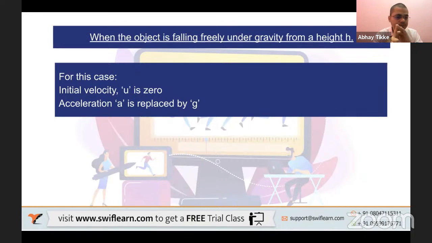Second क्या डाला हमने? Second case we discussed about retardation, right? So a को क्या डाला हमने? Minus a. Instead of a, we'll put minus a. And now the third case: acceleration a is replaced by g. For which case? When the object is freely falling. Freely falling मतलब क्या? It is freely falling under gravity, right? कोई भी object है particular height से नीचे गिर रहा है.